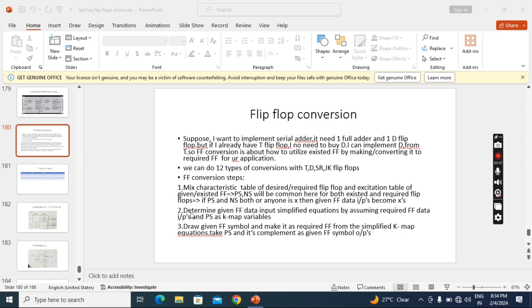Now the second step, we have to determine the simplified equations for the data inputs of the given flip-flop, by assuming the required flip-flop data inputs and present state as K-map variables. Then in the third step, we have to draw the given flip-flop symbol, because we have that flip-flop only. So we take the given flip-flop symbol and make it the required flip-flop from the simplified K-map equations. In this given flip-flop symbol, the outputs are the present state and its complement. In further lectures, I will take 2 examples. I will show how to do each step.